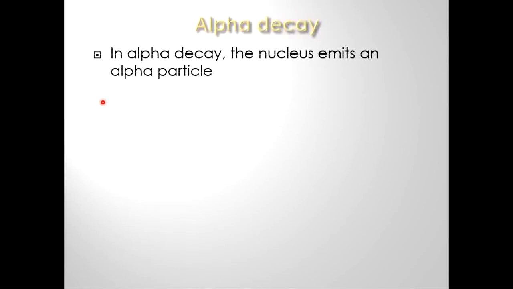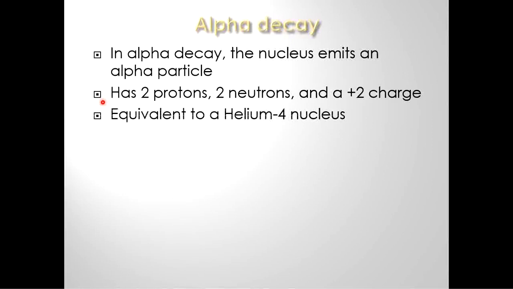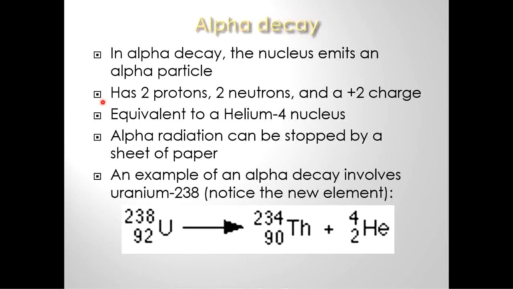Now there are 3 types of decays that a radioisotope can go through. The first one we're going to talk about is alpha decay. In alpha decay, the nucleus emits, or gets rid of, an alpha particle. An alpha particle has 2 protons, 2 neutrons, and a +2 charge. It is equivalent to a helium-4 nucleus, and therefore the alpha particle is actually represented by helium-4. Alpha radiation can be stopped by a sheet of paper. So if you hold up a sheet of paper right in front of your face, it can stop an alpha particle.